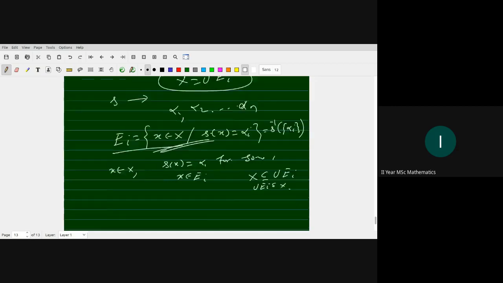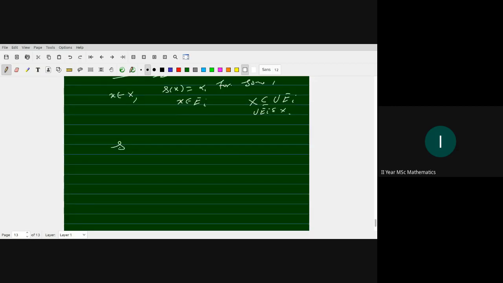Every simple function can be written as a linear combination of characteristic functions. This is very important.